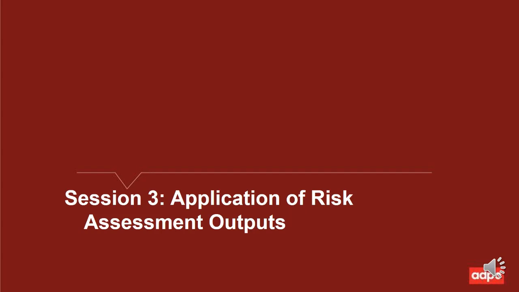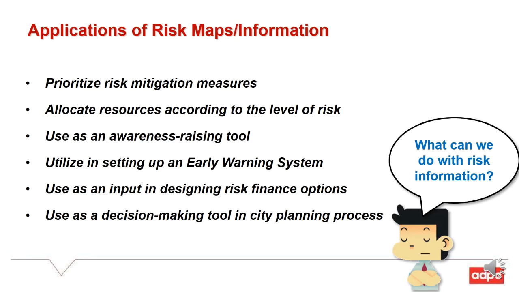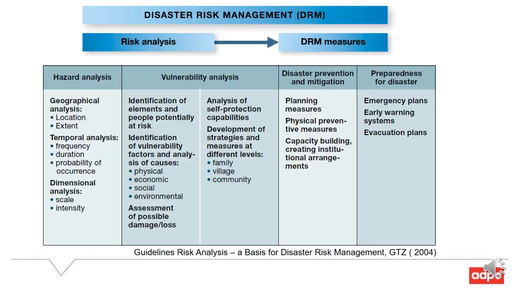Now we are in number 3, session 3, application of risk assessment outputs. The risk assessment measure information, or the maps we receive from the risk assessment, can be used to prioritize risk mitigation measures, allocate resources according to the level of risk, use as an awareness raising tool, utilize in setting up an early warning system, use as an input in designing risk finance options, and also use as a decision-making tool in the city planning process.